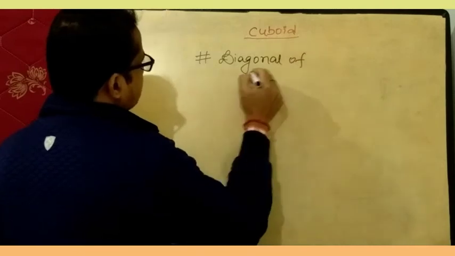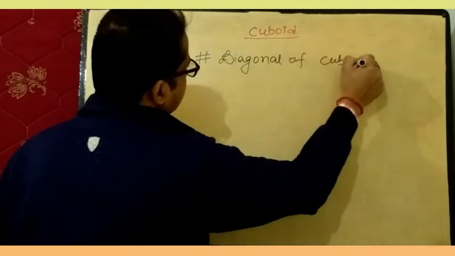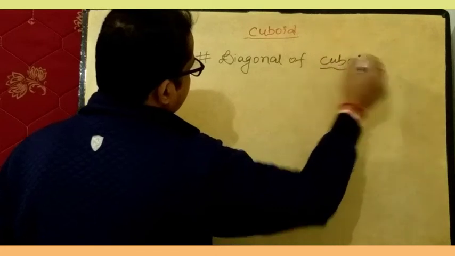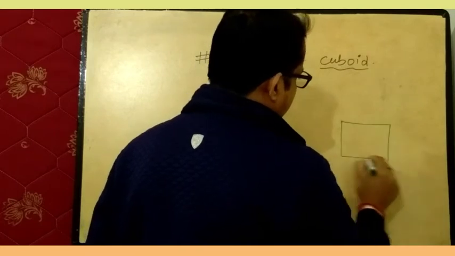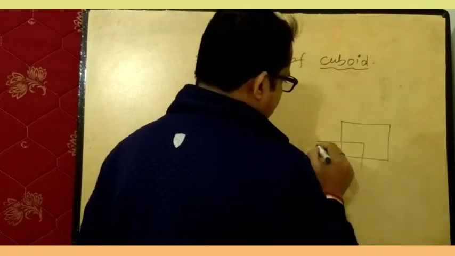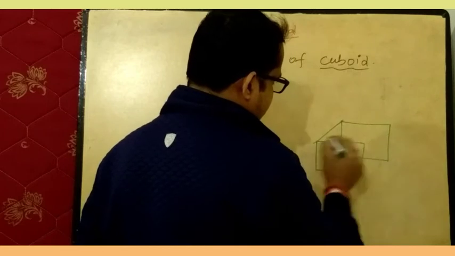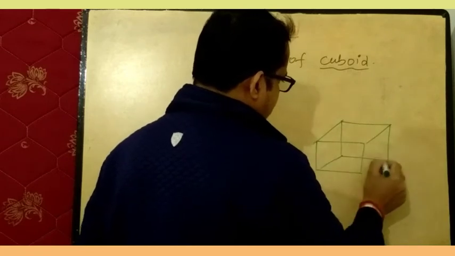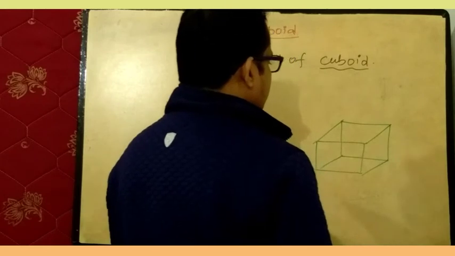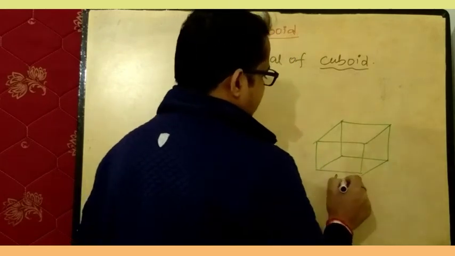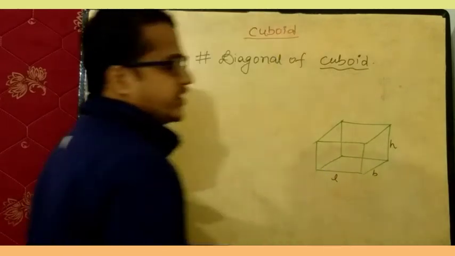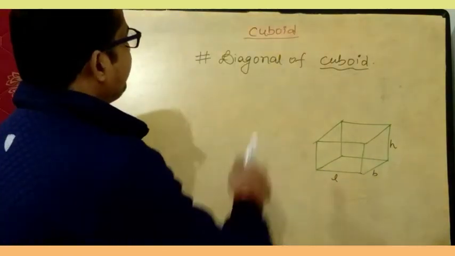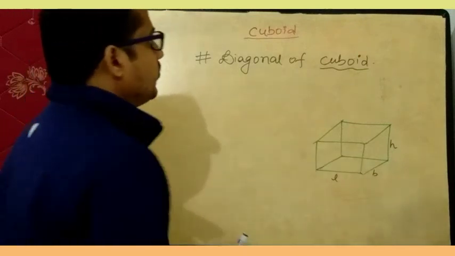Diagonal of a cuboid. Let us draw a cuboid. Suppose the length of this cuboid is L, the breadth of this cuboid is B, and the height of this cuboid is H. Now you have to find out the diagonal of this cuboid.